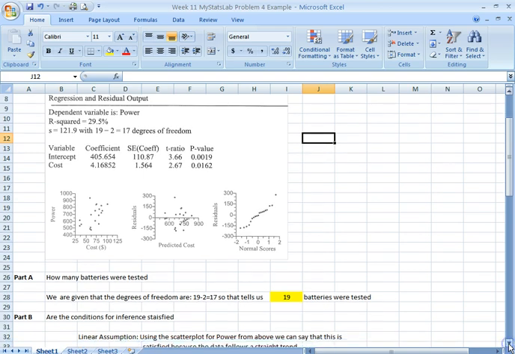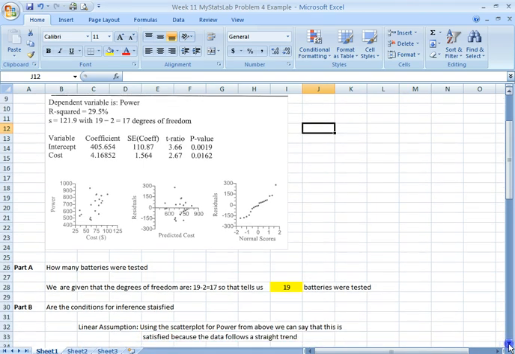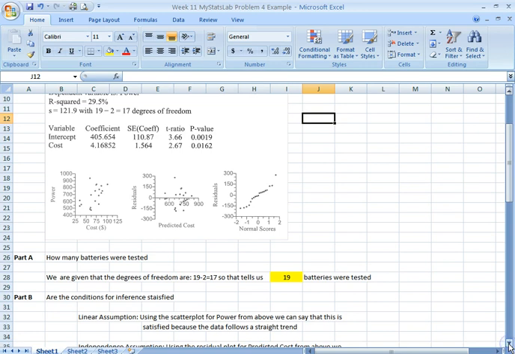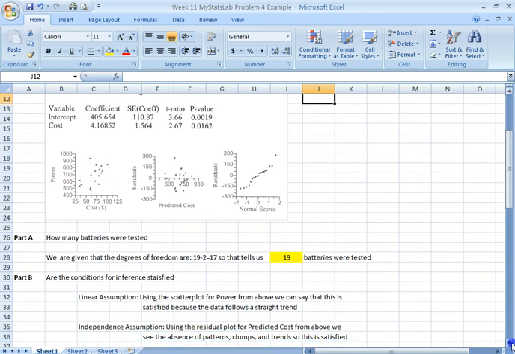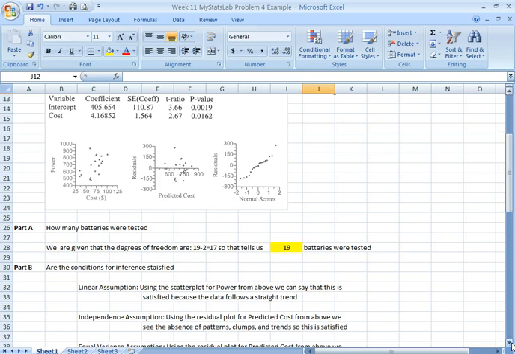Part B, are the conditions for inference satisfied? Let's take a look at them. First is the linear assumption. Using the scatter plot for power from above, we can say that this is satisfied because the data follows a straight trend. So it seems to be trending up here. The independence assumption, using the residual plot for predicted cost from above, the second one here, we see the absence of patterns, clumps, and trends. So this is satisfied.